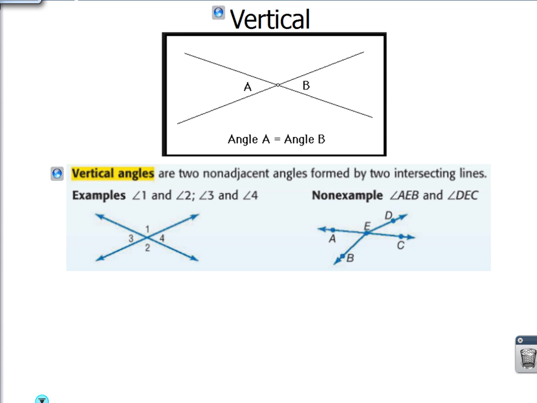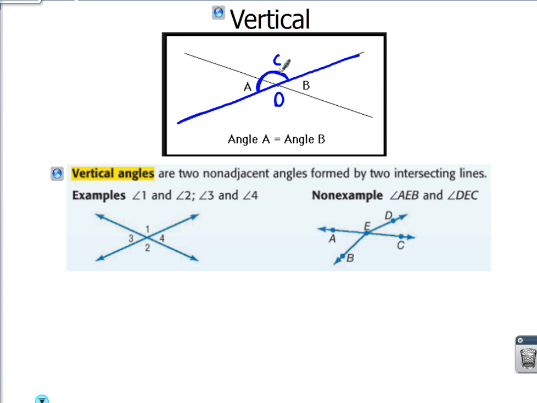Now you gotta be careful, because anytime you have a straight line, you've also got some linear pairs going on here, right? These 2 angles here, let's call them C, D. Angle A and C there, those form a linear pair. Angle A and B are what's called vertical.